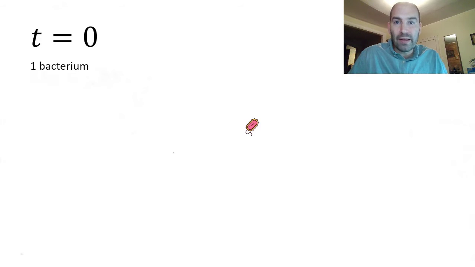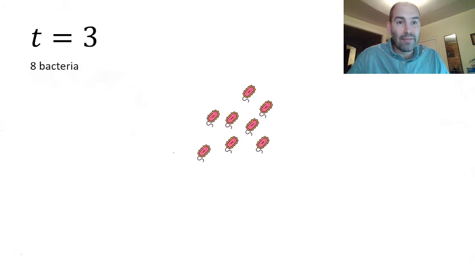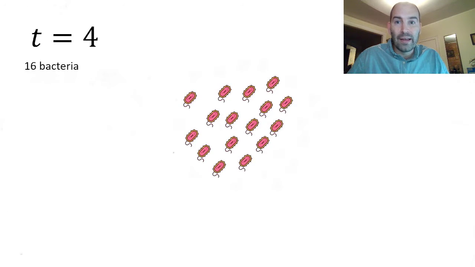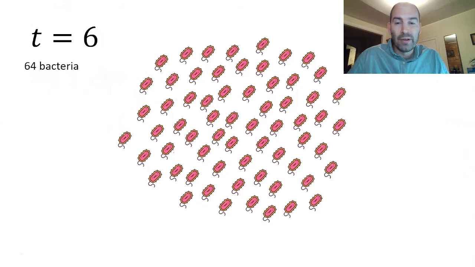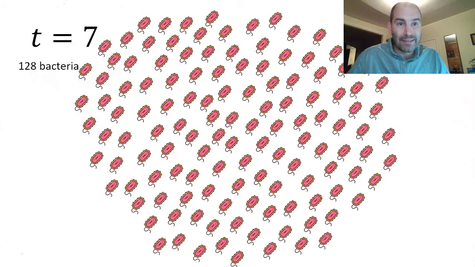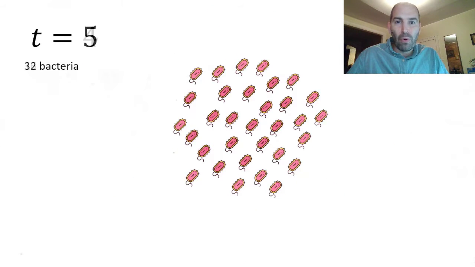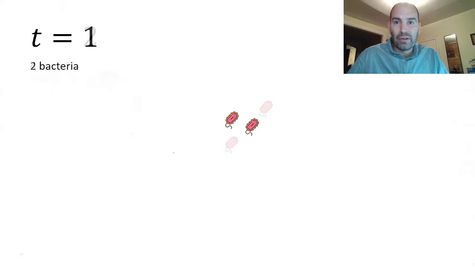So after 1 minute, we're going to have 2 bacteria. And after another minute, they're going to each double, so now we're going to have 4 bacteria. After another minute, we're going to have 8 bacteria. One more minute, they're all going to double, so now we have 16. After another minute, we've got 32. After another minute, 64. After another minute, 128. You can see they're multiplying quite rapidly. Every minute, they are doubling. So let's do what we did before and write down a model for this growth.